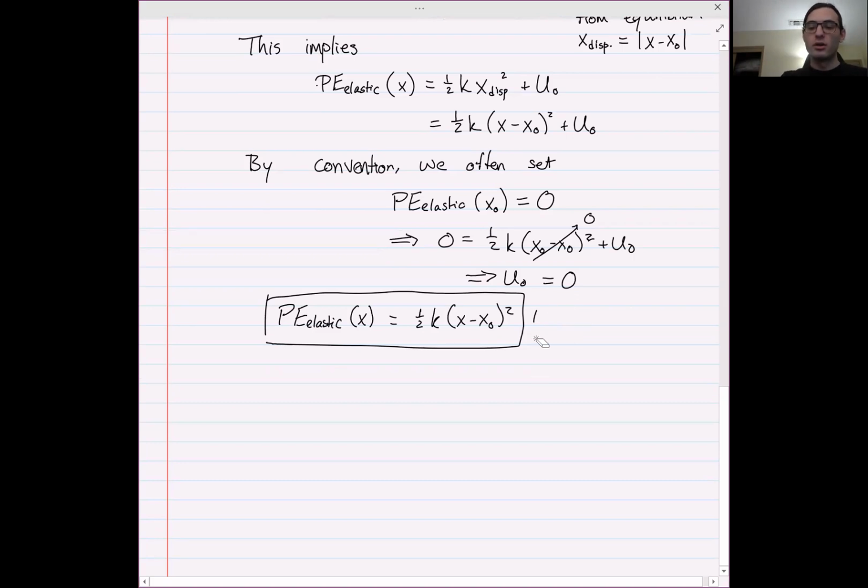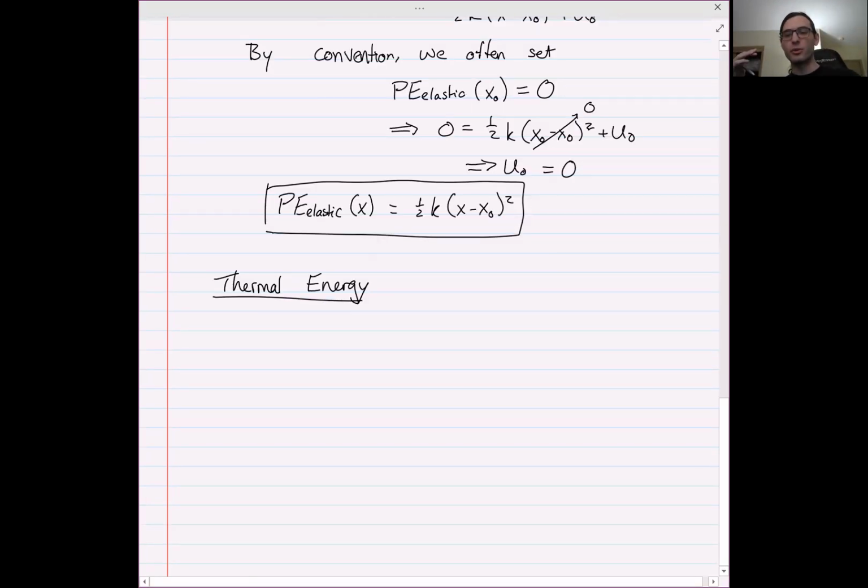All right, next let's talk about thermal energy. By the way, this formula that I just described will be super useful when you're doing some energy conservation problem that involves a spring. So keep that in mind. So far I've given you potential energy functions for gravity and the spring force, which are really the most common ones that we're going to see in this course. That would more or less fill out all of the possible potential energies you're going to see.